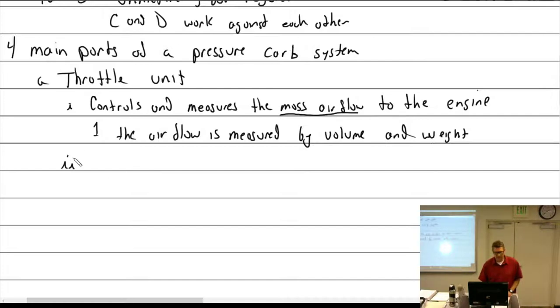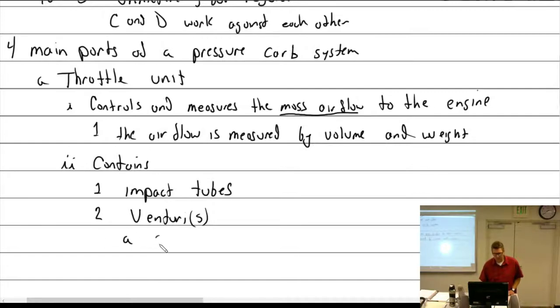What do these contain? The impact tubes, the Venturi. Possibly plural. It could be a big enough carburetor that it has multiple Venturis. I'll put that here. Some carbs have multiple Venturis. And the throttle valve.